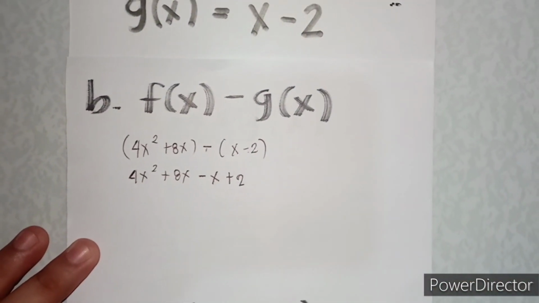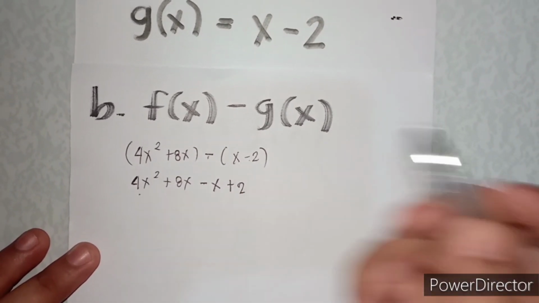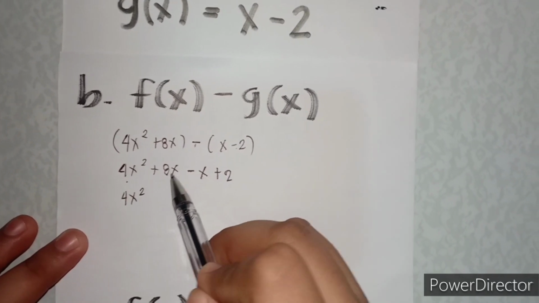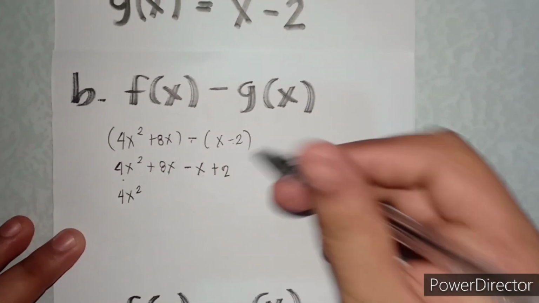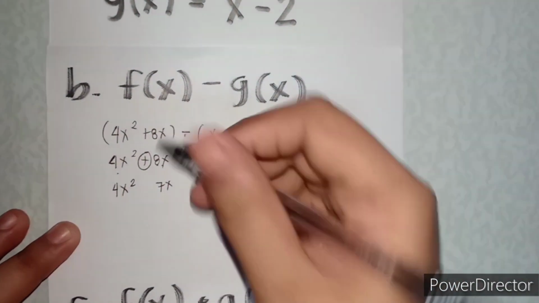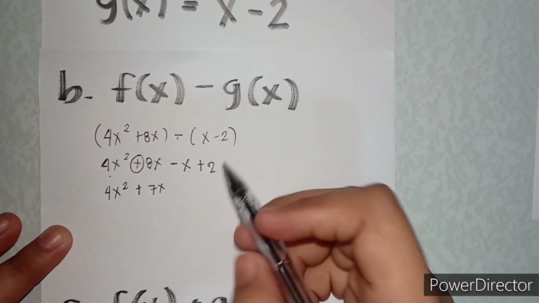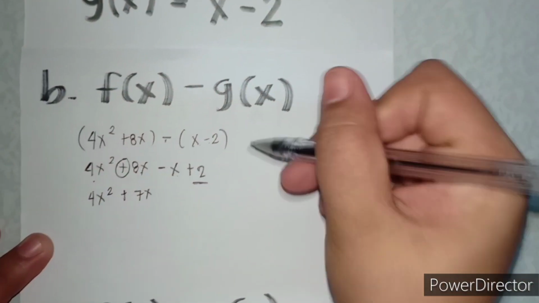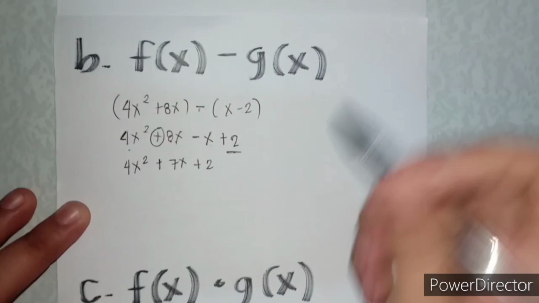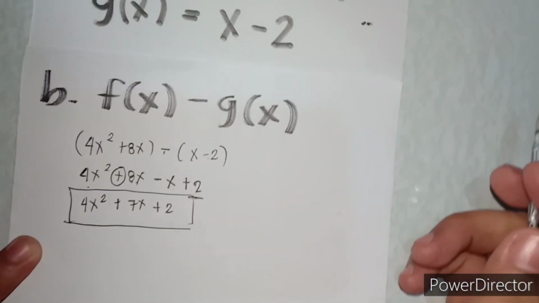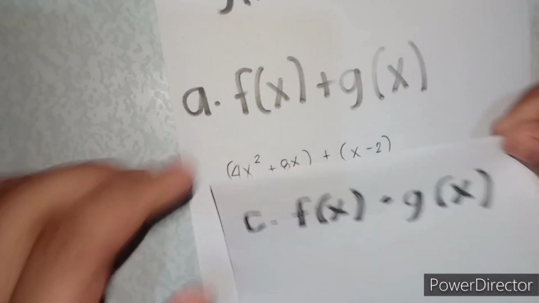And then, kagaya ng ginawa natin kanina, combine like terms. Wala siyang kaparehas. So, just simply copy 4x squared. Now, 8x minus x is 7x. You follow the sign of the greater number which is positive, kaya plus yung nandyan. Next, wala nang kaparehas yung ating constant. Just simply copy 2. Final answer, 4x squared plus 7x plus 2. Ganun lang kasimple.